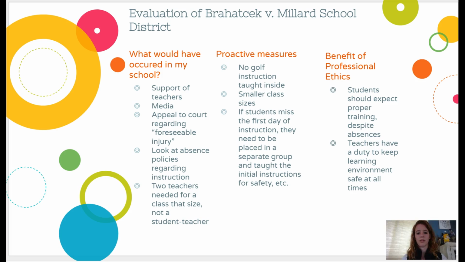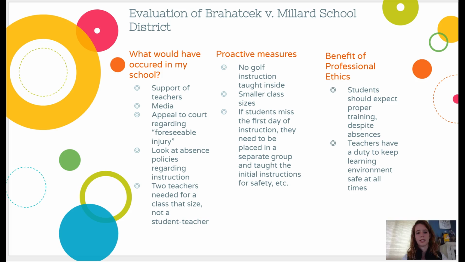Again, I think media would be all over this. I think there would be an appeal to court regarding foreseeable injury. Could the teachers foresee that this was going to happen, and did that result in negligence because of it? I'm not sure this was a foreseeable injury, although the court did rule in favor of the family. I think we would have to look at absence policies regarding instruction if a student is absent. We can't leave it up to other students to talk about safety with golf clubs. We really need to pull those kids aside and give them a separate instruction.